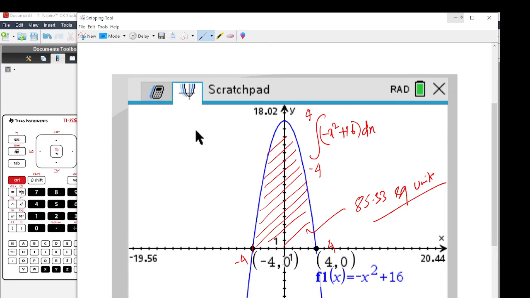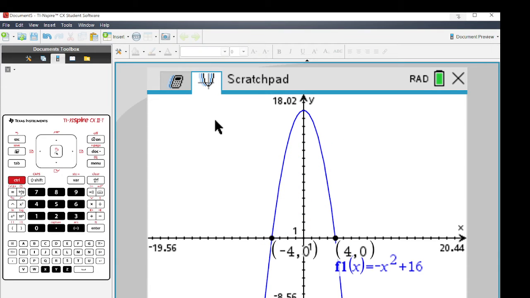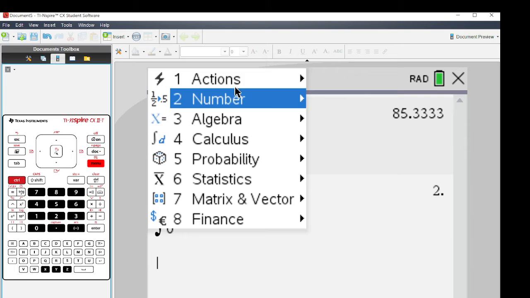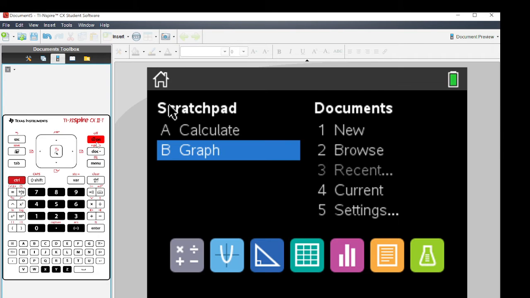Let's take an integral of some trigonometric functions. Here I have already taken this example. I am going to integrate sine x from 0 to pi. If you want, I can just make a new one for you.